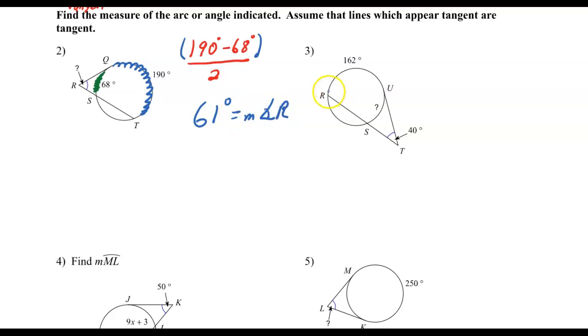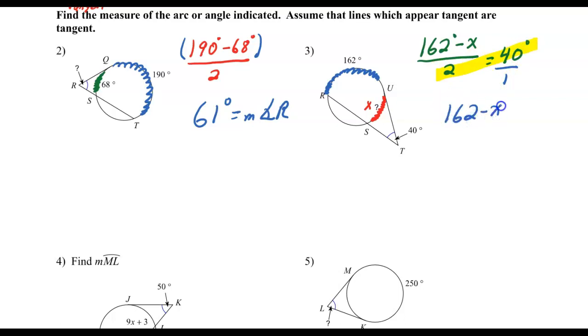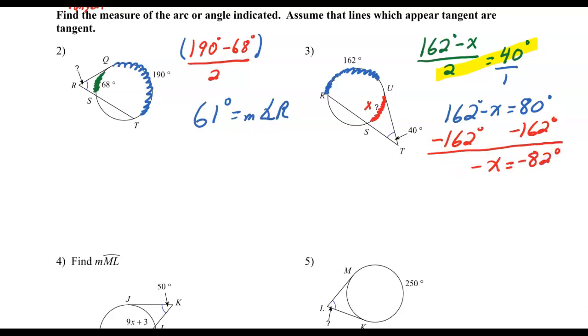So in problem number 3, we know the big arc is 162. We want the little arc, so I'll call that X, and I know the angle is 40. So I'm going to say the large arc, 162, minus the little arc, X, over 2 is equal to 40. I'll put this over 1 and cross multiply. So 162 minus X is equal to 80. We'll subtract 162 from both sides. So negative X is equal to negative 82. Divide by negative 1. And the little arc is 82 degrees.